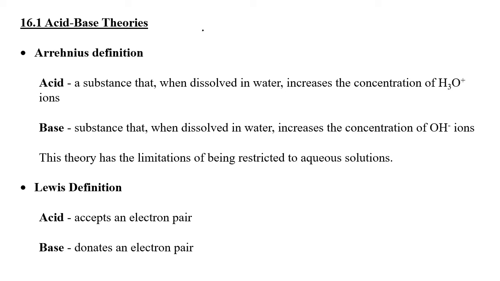This video will cover section 16.1 to 16.3. Much of this you've already covered. The Arrhenius definition of an acid and base simply deals with what it produces when it's mixed with water. An Arrhenius acid produces hydronium ions in water, and Arrhenius bases produce hydroxide ions in water. Lewis acids and bases are electron pair acceptors and electron pair donors.